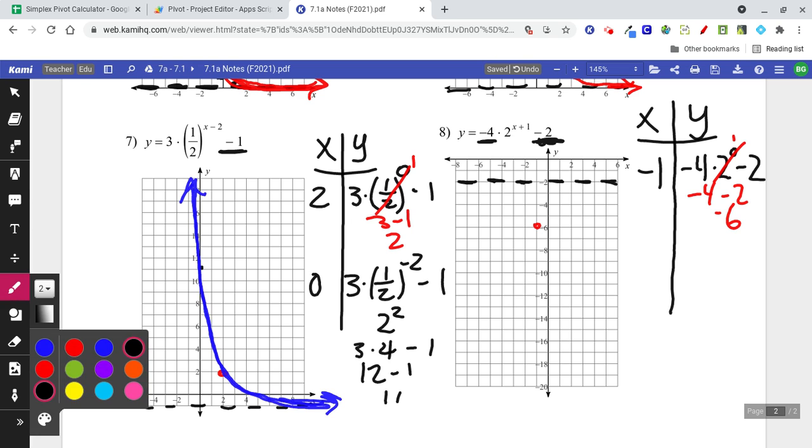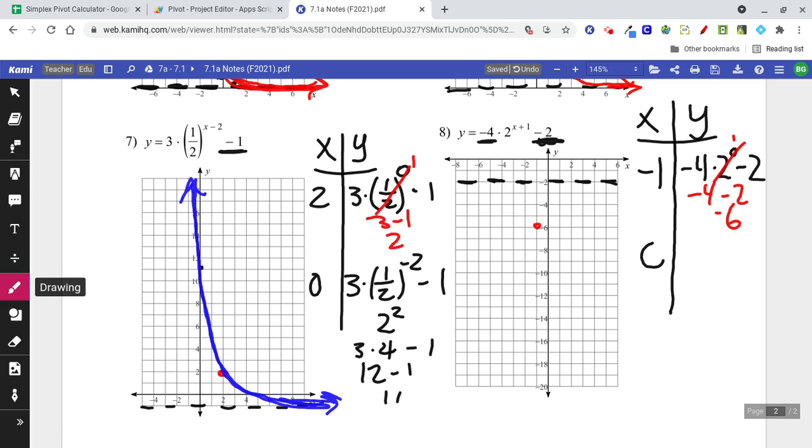I don't know what else you want to try. You want to try 0. If you plugged in 0, you'd have -4 times 2 to the 0 plus 1. That's 2 to the first minus 2. 2 to the first is 2 times the -4 is -8 minus 2 gives me -10. 0, -10 is right there.